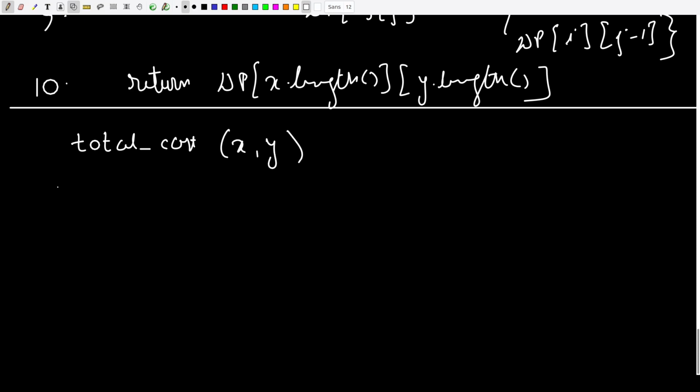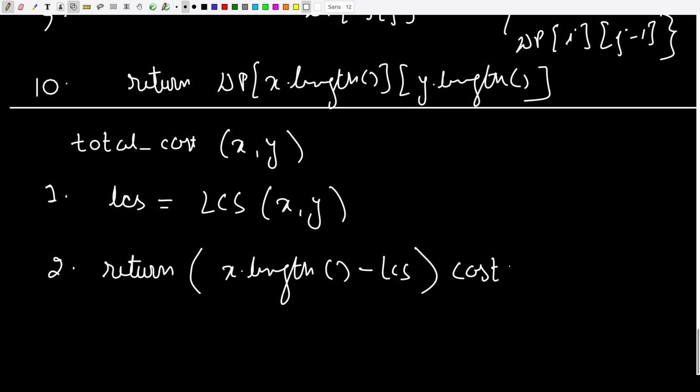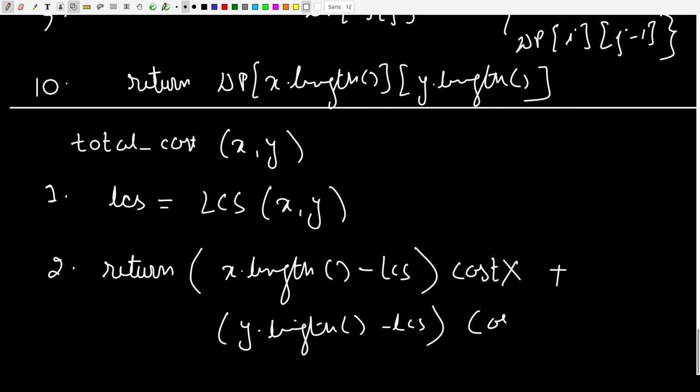X and Y are the strings which are given to us. Using the above, we will find the LCS. So LCS will be equal to LCS of X comma Y, and we will get our LCS. Then simply what we need to do is return the total cost. The total cost, as we have discussed before, is equal to X dot length minus LCS into cost of X plus Y dot length minus LCS into cost of Y. And in this way, we will be able to compute the total cost to make the two strings identical. So that's the pseudocode, folks.